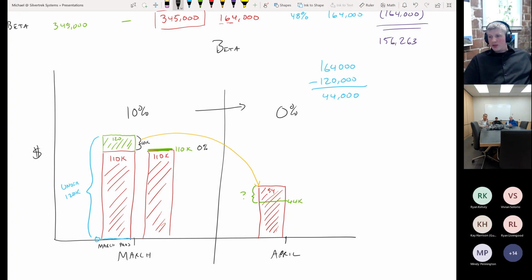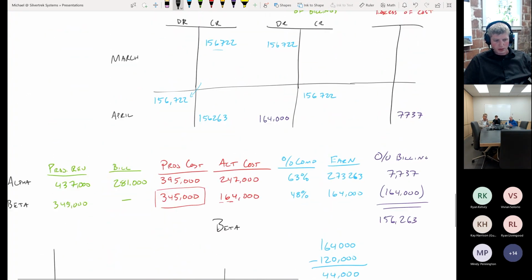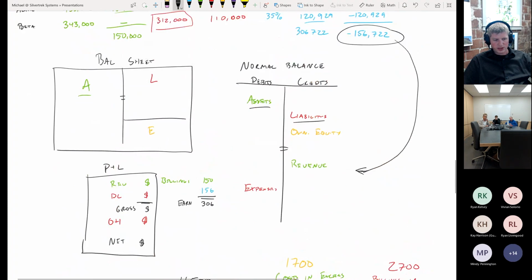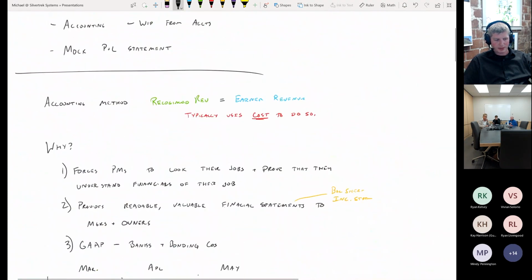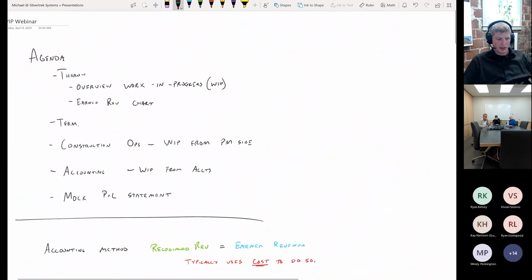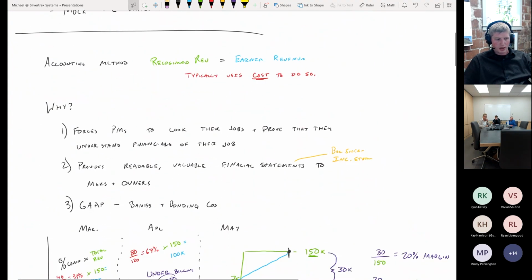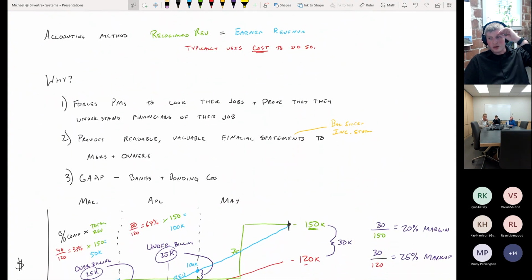Okay, well, that was a lot of fire hose there for you guys to drink out of. So I'm going to run through and just review what we've learned. First thing that we learned way back up here, you guys remember this far back? Was that our accounting method here is to match up recognized revenue with earned revenue.